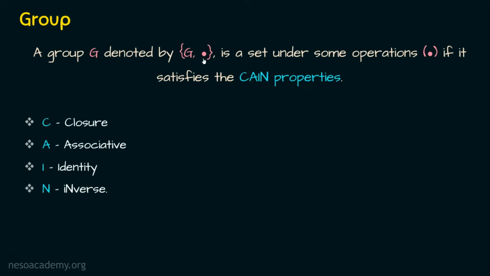Please note here, this dot is a binary operation. It's going to take 2 inputs and generate the output. No worries, when we see an example, it will be easy for you. We are done with the definition of group. Let's now see the definition of abelian group.